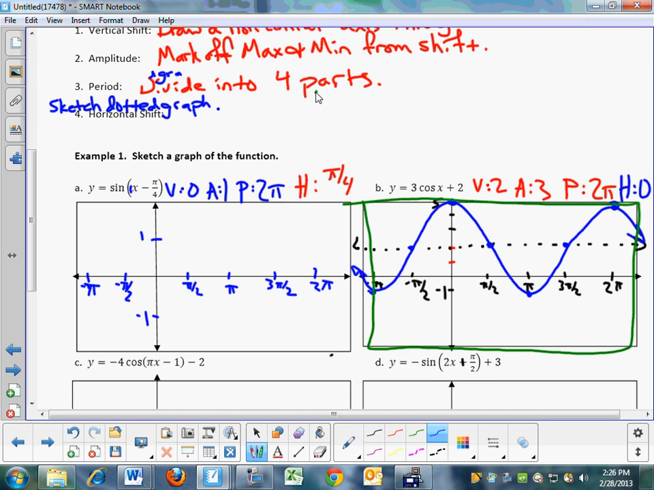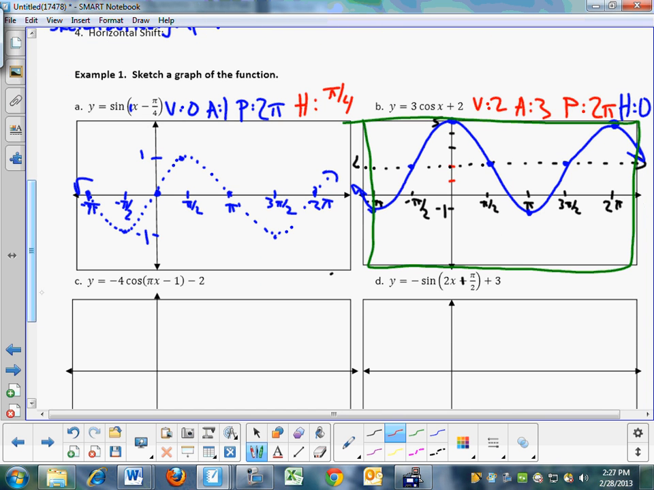This is a sine graph. Does it start at the middle or does it start at the max or min? Middle. Is it going to start by going up or down? Up. So right now all I'm doing is drawing the parent function of sine. Any questions about that? No. If you are ready to move along, you go ahead and do that.